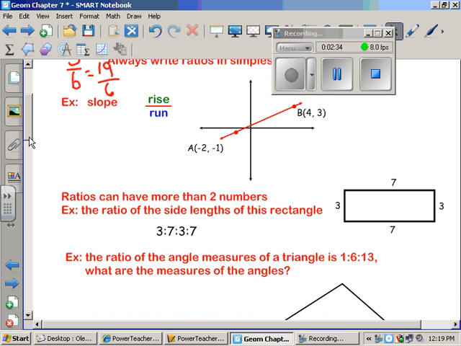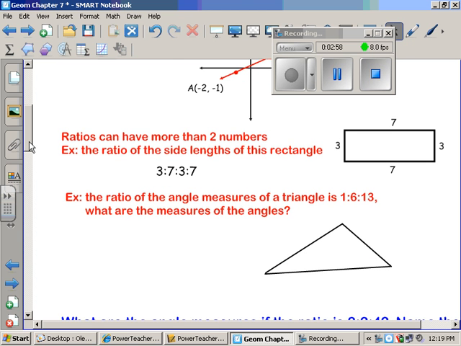All right, you can have ratios that are more than 2 numbers. Now you can't write it as a fraction, but you can compare more than 2 things. So for example, if I wrote a ratio of the side lengths of this rectangle, it would be 3 to 7 to 3 to 7. Okay. So we can use those kinds of ratios to solve problems.